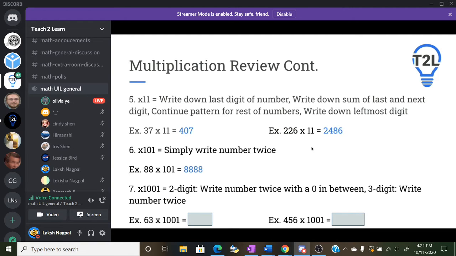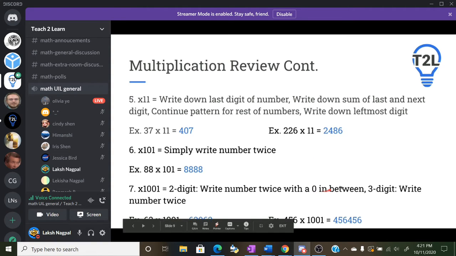I'm going to go ahead and reveal, since it looks like most of them got it. So 63063, and then just repeat the number twice, 456, 456. Good job.